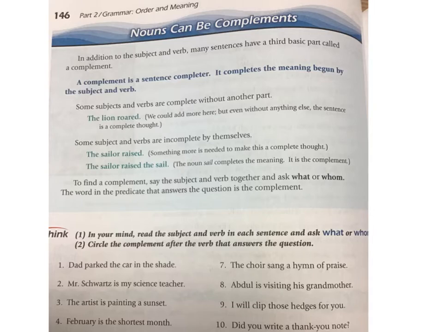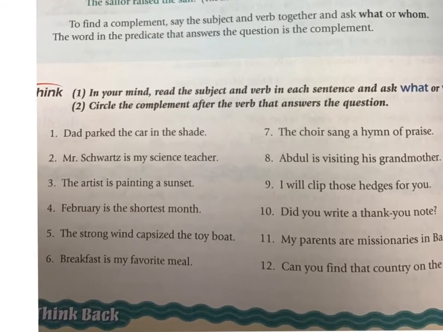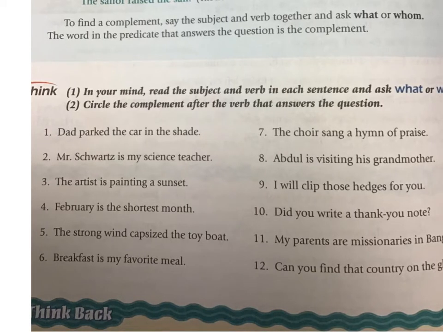So if you go ahead and look at number 1, I want everybody to underline your verb twice in number 1. Okay, now who can tell me what is my verb in number 1? Okay, Seth? Parked. Good. So I'm going to underline parked twice. Now, who or what parked? Dad. Lexi. Dad, right. Dad is our subject. Parked is our verb.